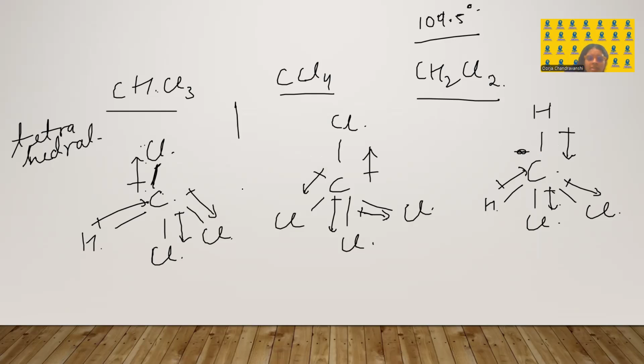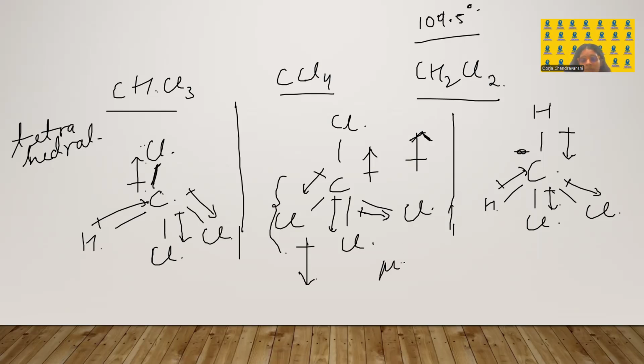So let's first look at CCl4 because it is easier to see that the dipole moment in this one is going to be 0. Why? Because it is symmetric. The resultant of the upper part is going upwards, and all three of the others are going to come down. Since the values are equal and opposite, the dipole moment will become 0.